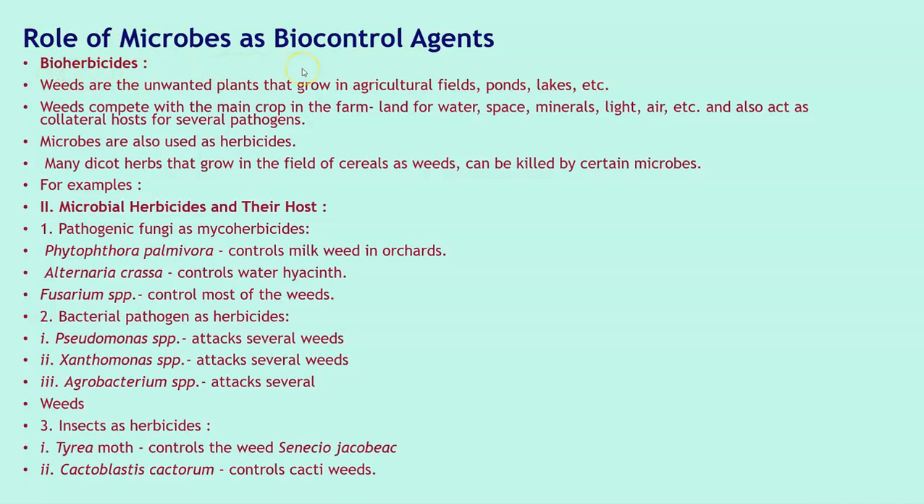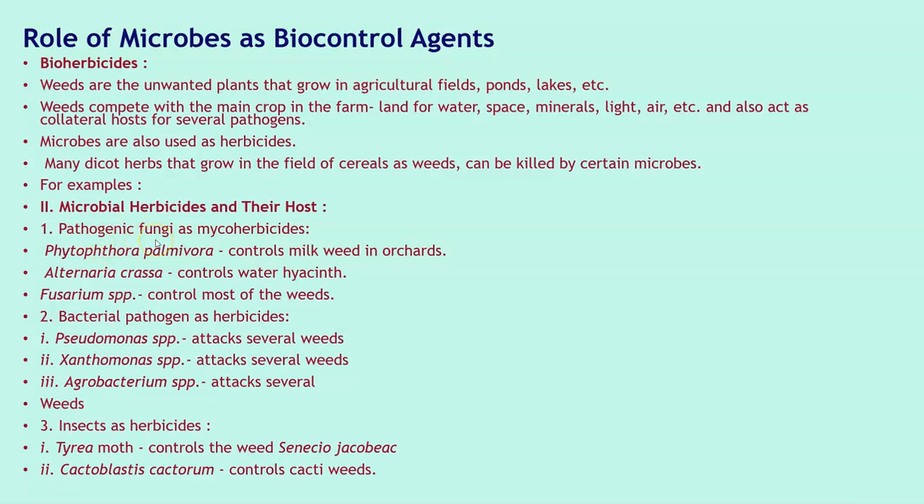Along with being used as biopesticides, microbes are also used as bioherbicides. Weeds are the unwanted plants that grow in agricultural fields, ponds, lakes, etc. Weeds compete with the main crop in the farmland for water, space, minerals, light, air, etc. and also act as collateral hosts for several pathogens. Microbes are used as herbicides. Many dicot herbs that grow in the fields of cereals as weeds can be killed by certain microbes. For example, here is a list of the microbial herbicides and their hosts.